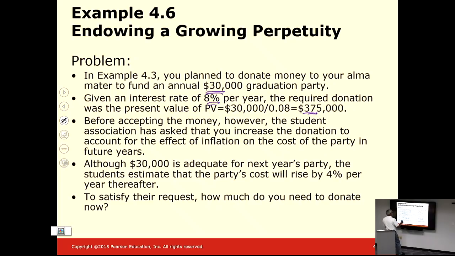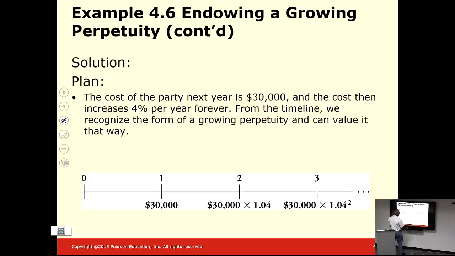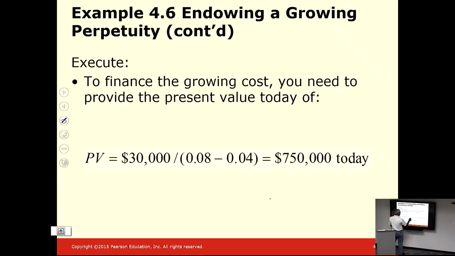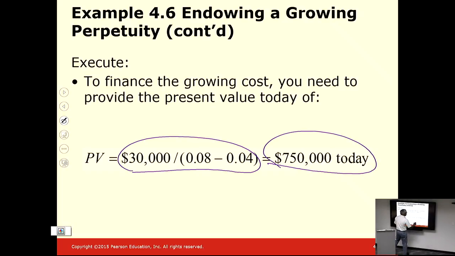But since the cost of maintaining this would grow due to inflation and other factors at the rate of 4%, that $30,000 is not sufficient. Now, how would you satisfy the request? If this was no growth, 375. If it is growth, so 30,000, 30,000, 30,000, but now growing at a constant rate of 4%, that same thing would now require an endowment of 750,000.